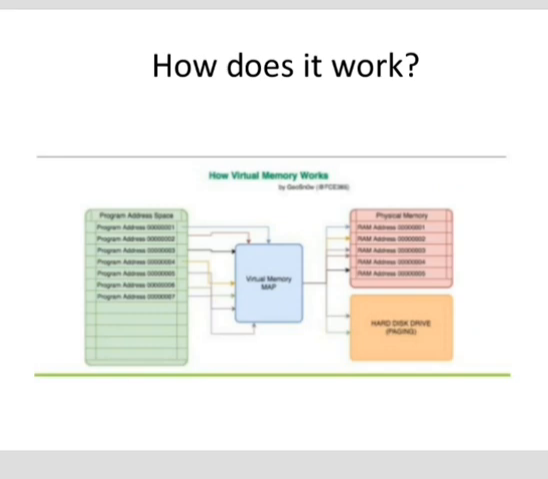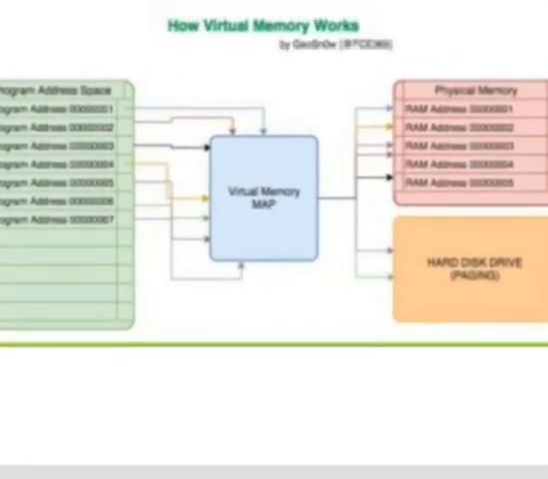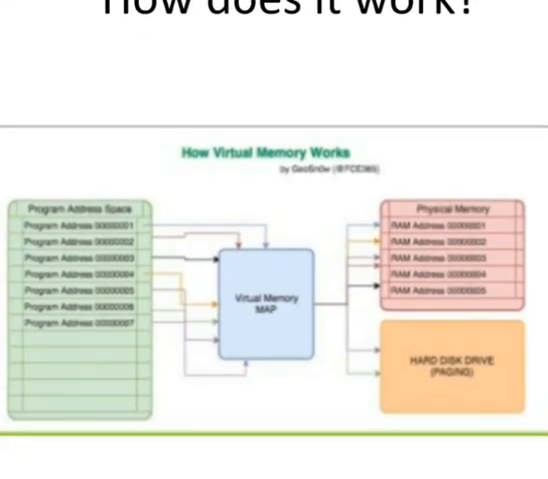Now, how does it work? This diagram shows how virtual memory works. The first block consists of program address space. Second is the virtual memory map. Next is the physical memory and the hard disk drive.